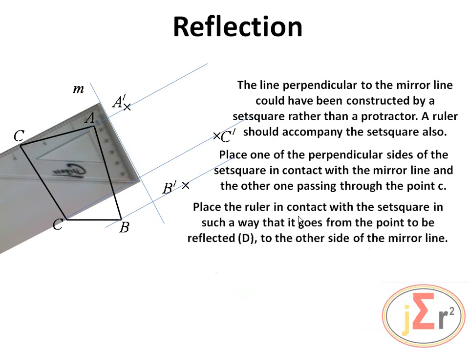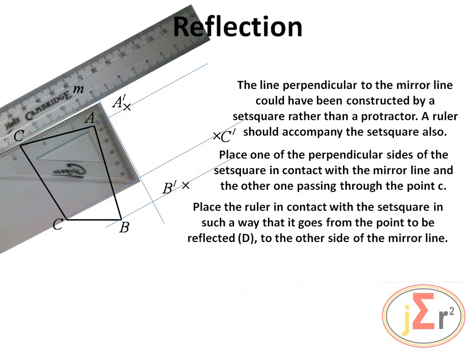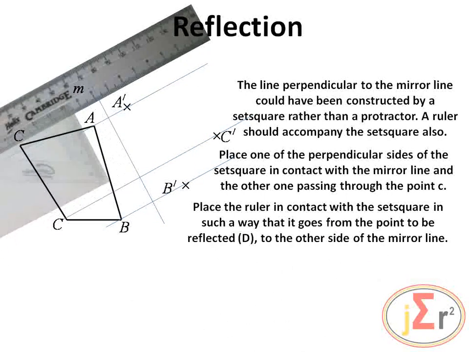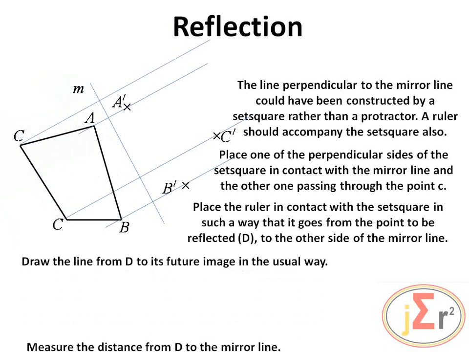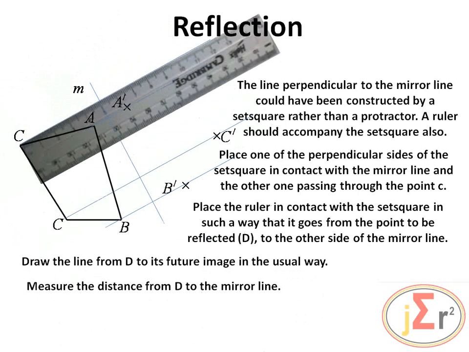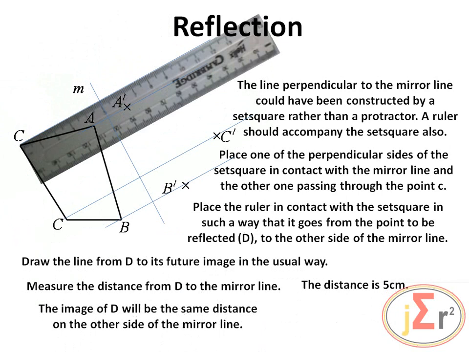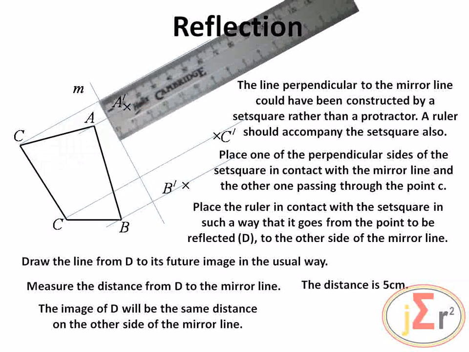What do we do then? Place the ruler in contact with the set square in such a way that it goes from the point to be reflected, which is D, to the other side of the mirror line. So it goes right there, and we complete our diagram by drawing the line across there. And as usual, we take the same step to measure the distance, and the distance there is 5 centimeters, and that distance is also repeated on the other side in locating the image of the point D, and that's D prime.